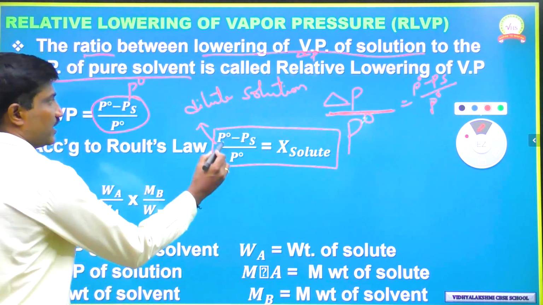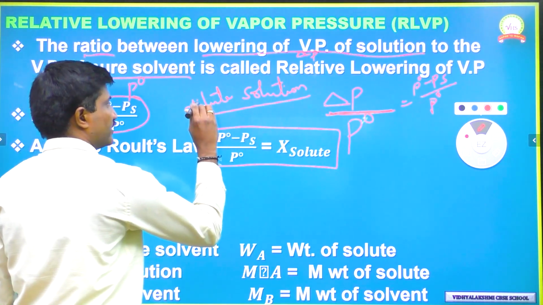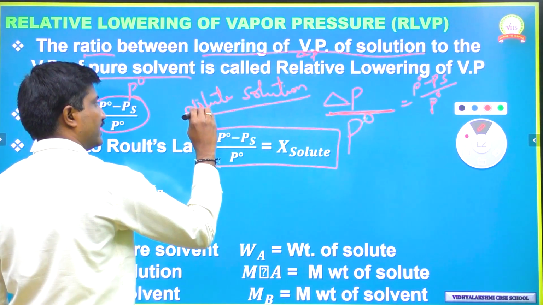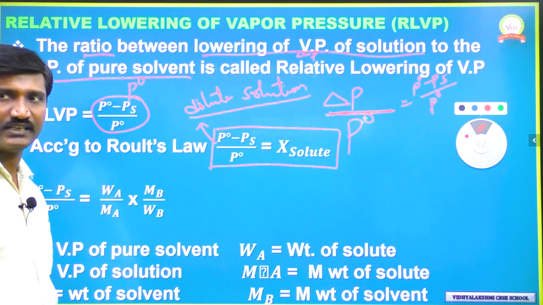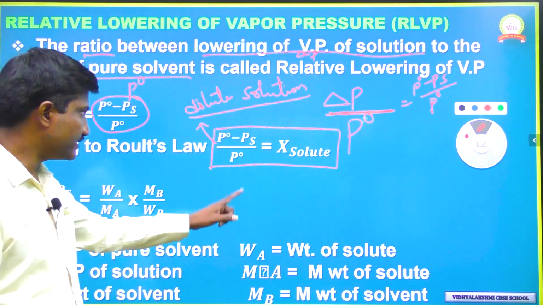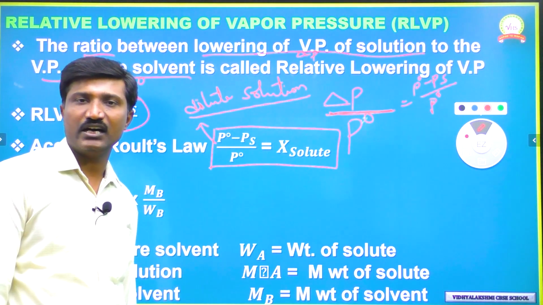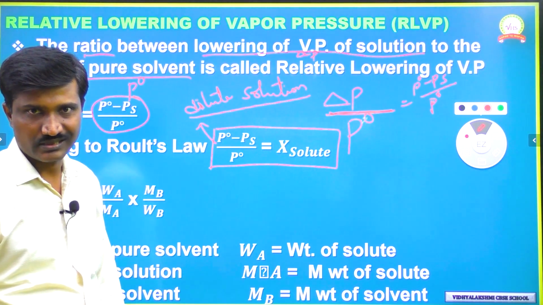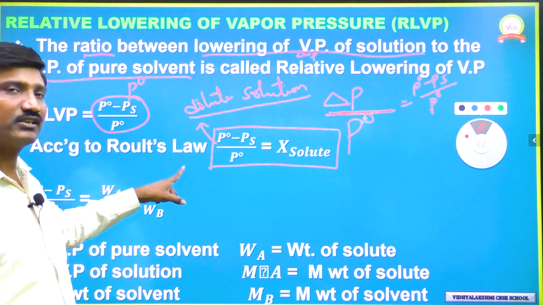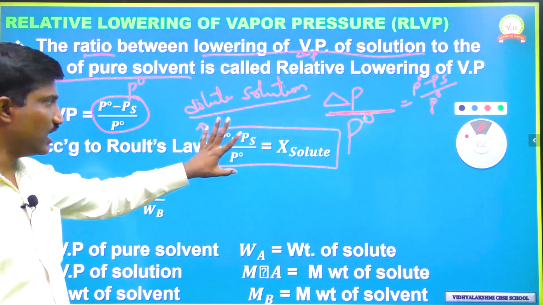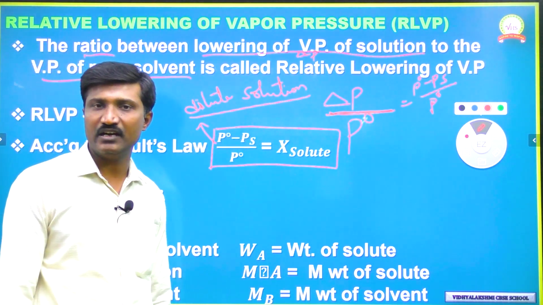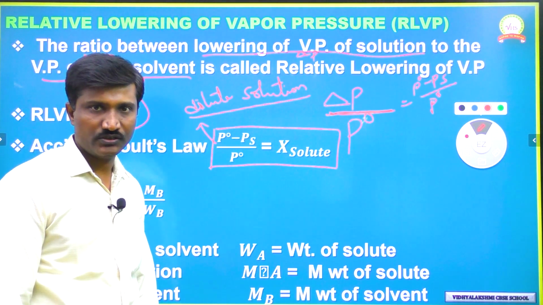So for dilute solutions where the solute does not undergo any association or dissociation, the relative lowering of vapor pressure is equal to the mole fraction of solute. That was observed by the scientist Raoult. That's why according to Raoult's law, P0 minus PS by P0 is equal to X solute.